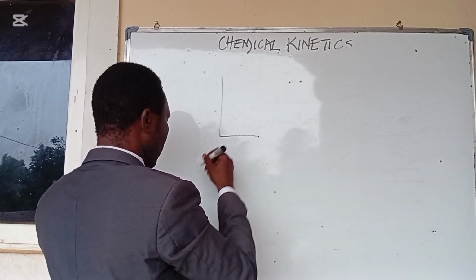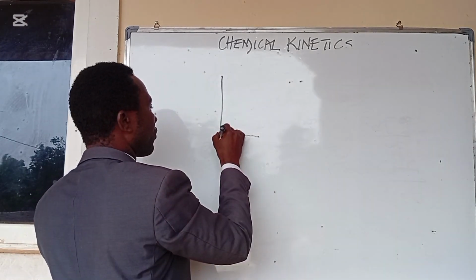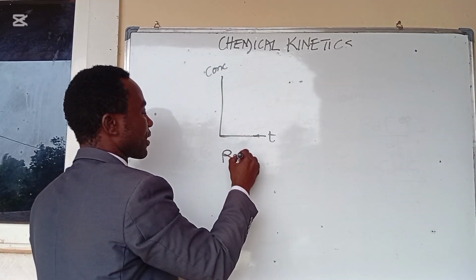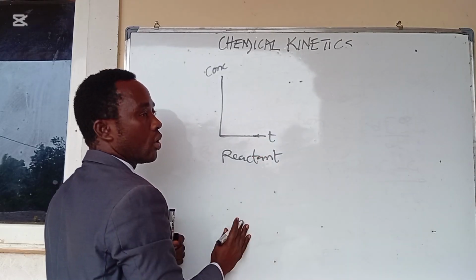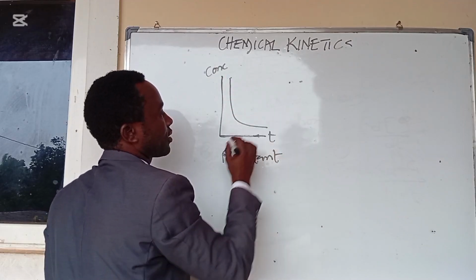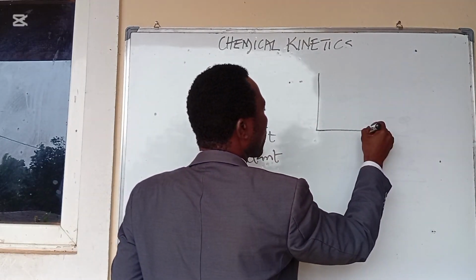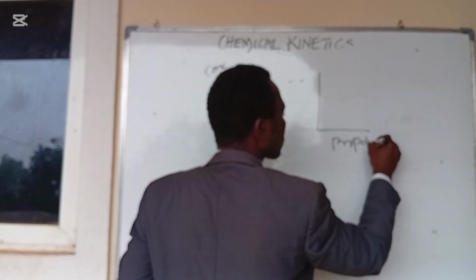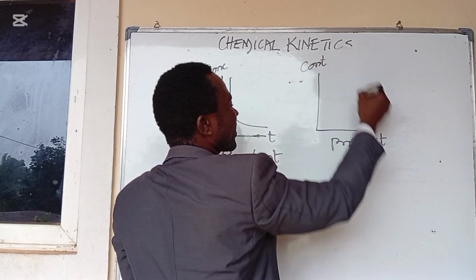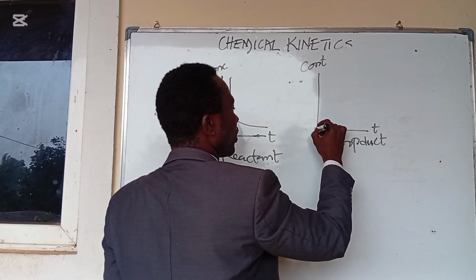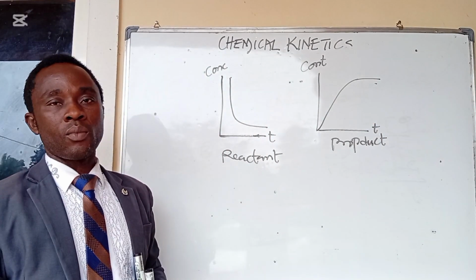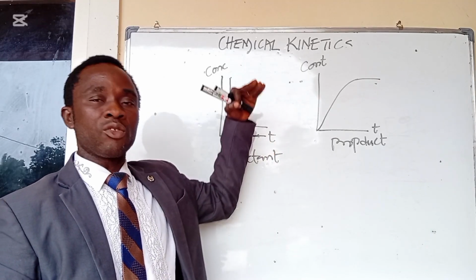Now, if I plot a graph of concentration against time for reactants, what do we have? We'll have that the concentration of reactants will decrease with time. So the graph will be in this manner. Then if we are to plot for products, the concentration of product increases with time. So it will be in this format. Remember, it will not increase forever. It keeps on increasing until the time will come when it will peak.